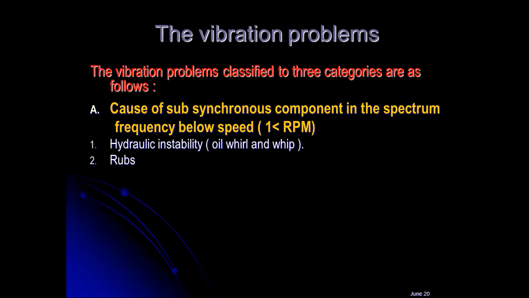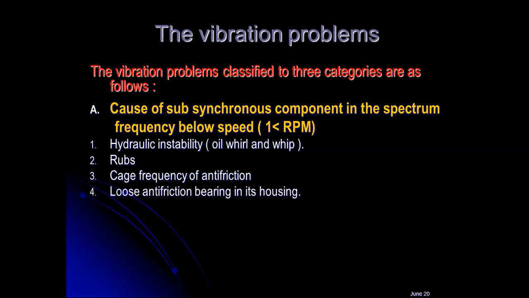And the cage frequency of anti-friction bearings. For an anti-friction bearing, the frequencies depend on four frequencies: the cage frequency, the ball spin frequency, the inner race frequency, and the outer race frequency. Only the cage frequency appears as a subsynchronous problem.